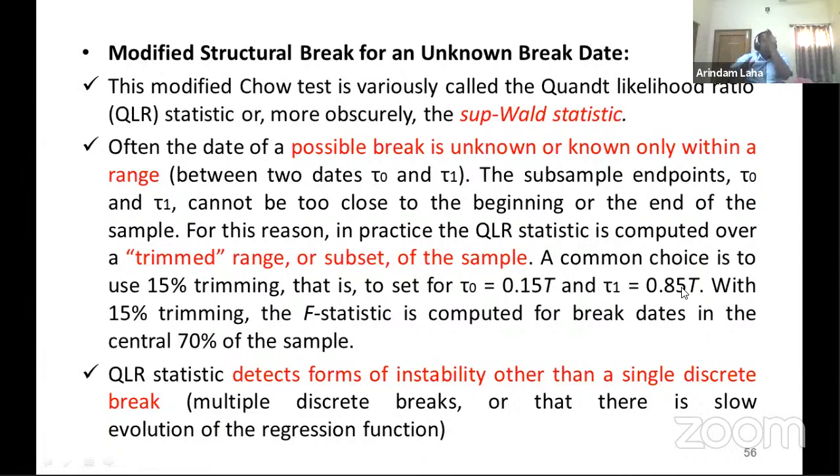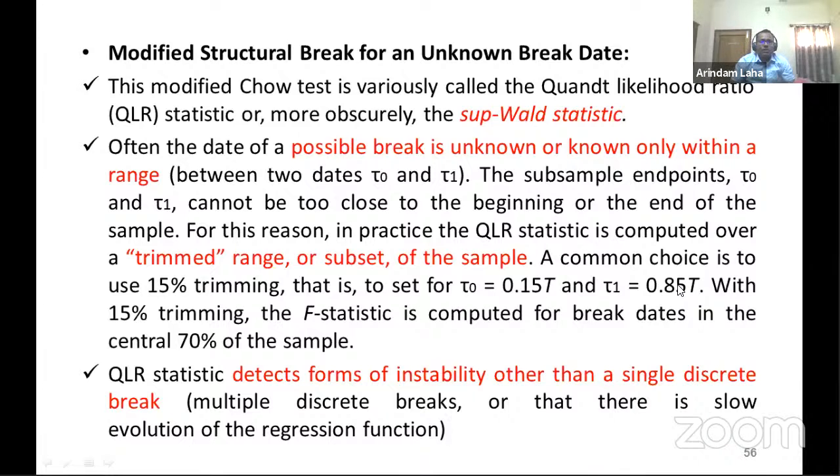Please remember, you have a data set 1 to 100, but you are dealing with only 0.15 to 0.85. So you have cut down 15% of the data set from the initial observation, and you have cut down 15% of the data set from your end observations. So you have a trimming sample.